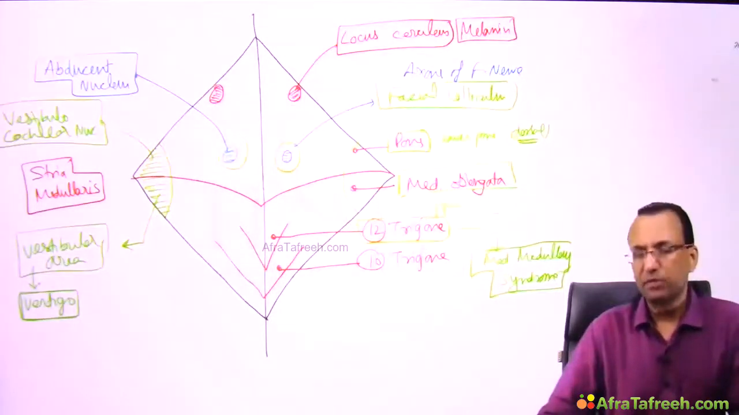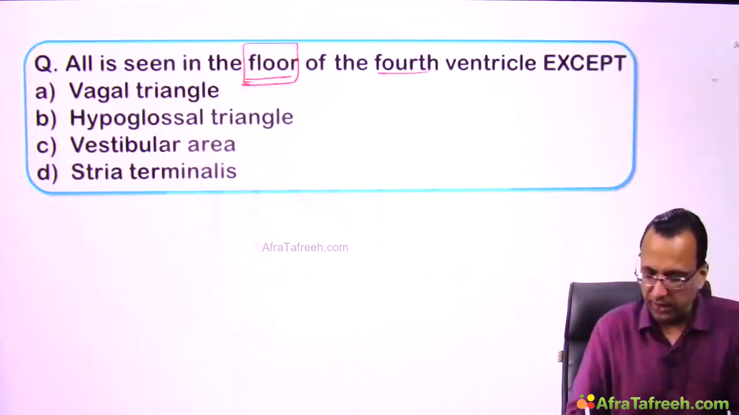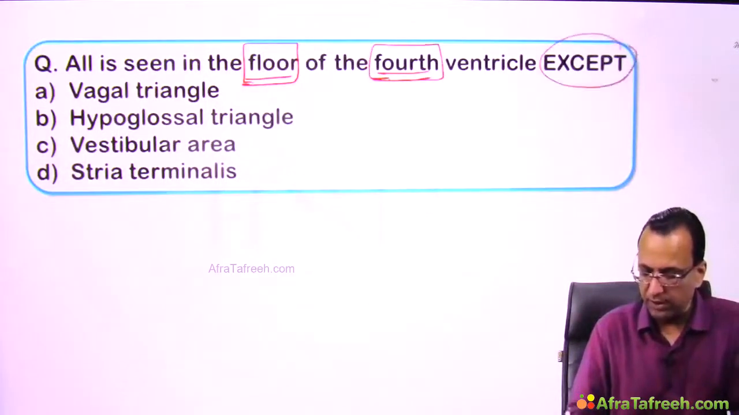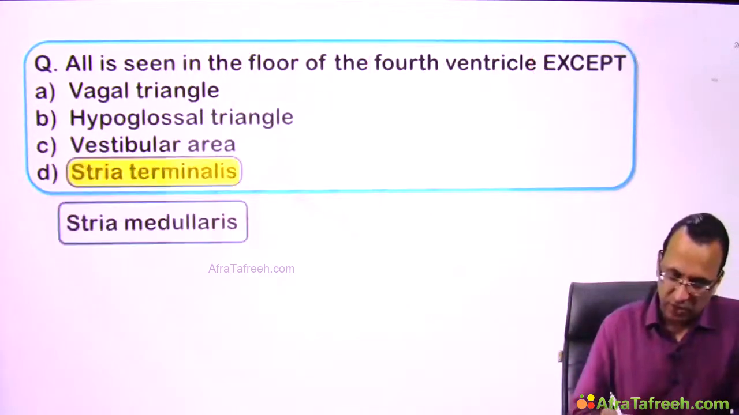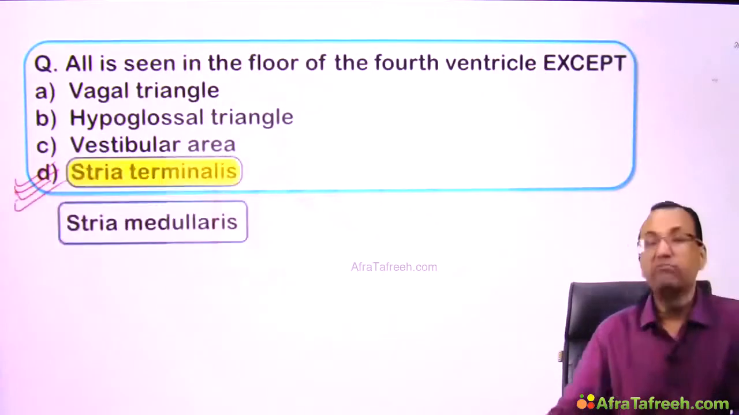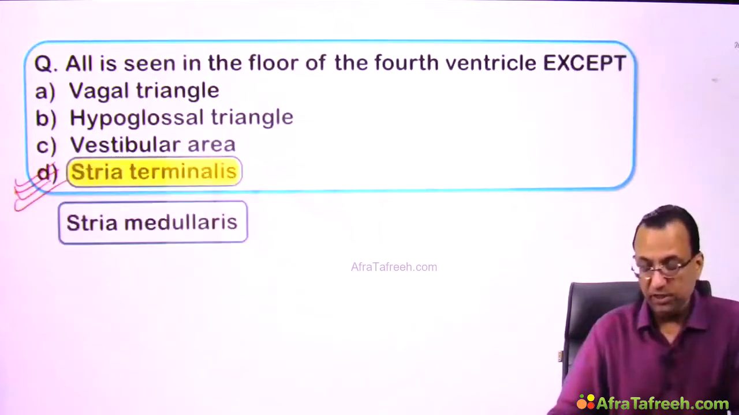One question came, asking: all are seen at the floor of the fourth ventricle, and what is not? And what do you think is the answer? Yes. Actually, it is not the stria terminalis, it was the stria medullaris. So that is your answer.